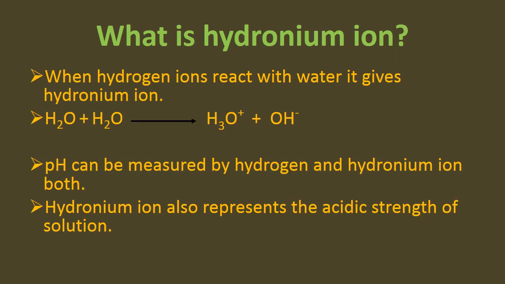Do you know what is hydronium ion? When hydrogen ion reacts with water, it gives hydronium ion. Like here, two water molecules are reacting together and they give hydronium ion and hydroxyl ion. So both, whether it is a hydrogen ion or hydronium ion, they represent strength of hydrogen. pH can be measured by hydrogen and hydronium ions both.